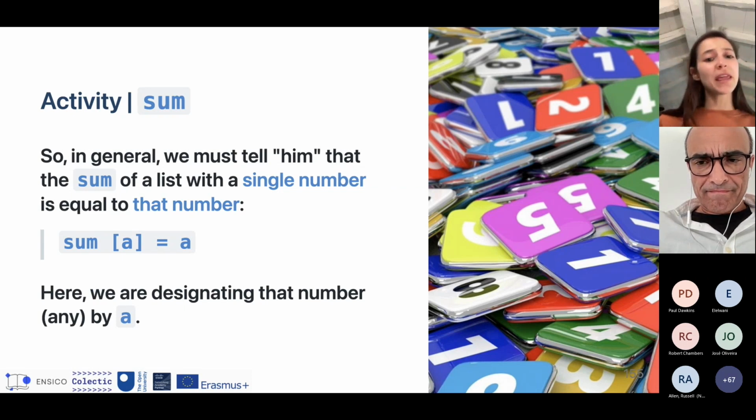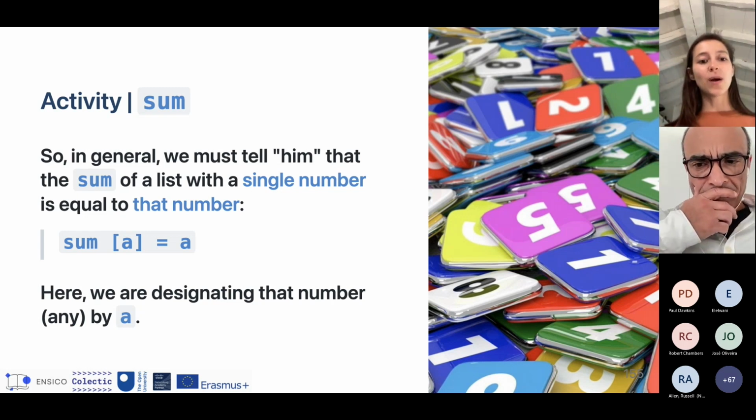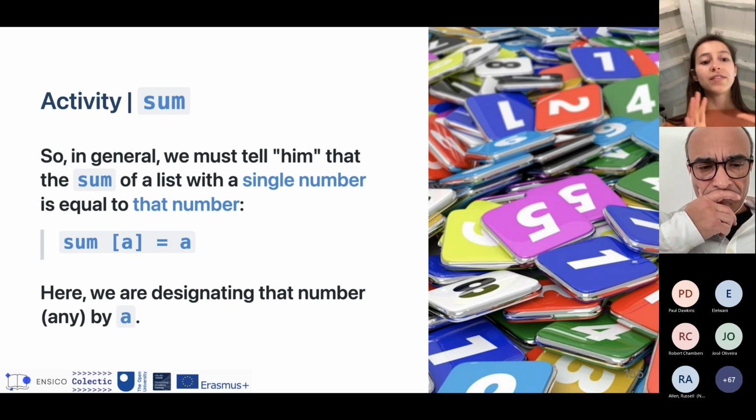Now, A can represent any number. It can be 3, it can be 5, it can be 227. This is general, okay? So A is a parameter, a variable, okay? So the sum of a list with a single number is that number. That's the first step. That's the easy case. That's the simplest possible case. Well, not the simplest one, because we could start with an empty list, but let's forget empty lists for now.